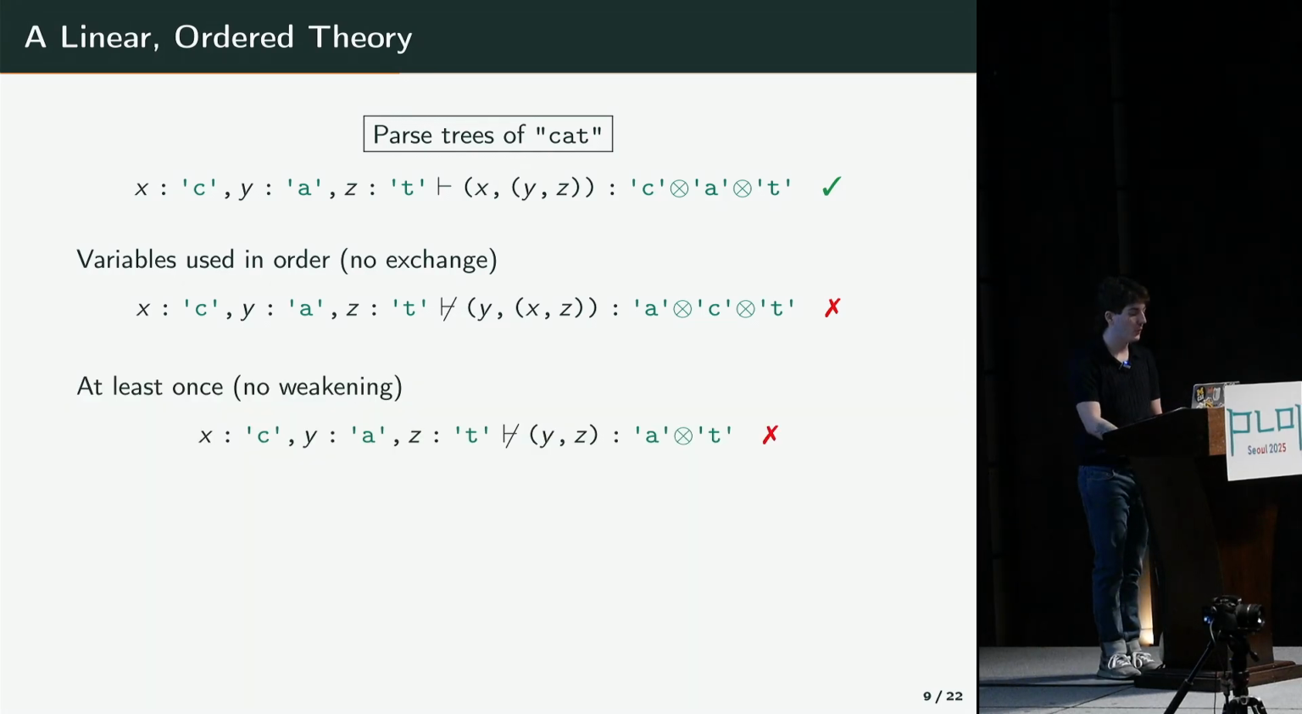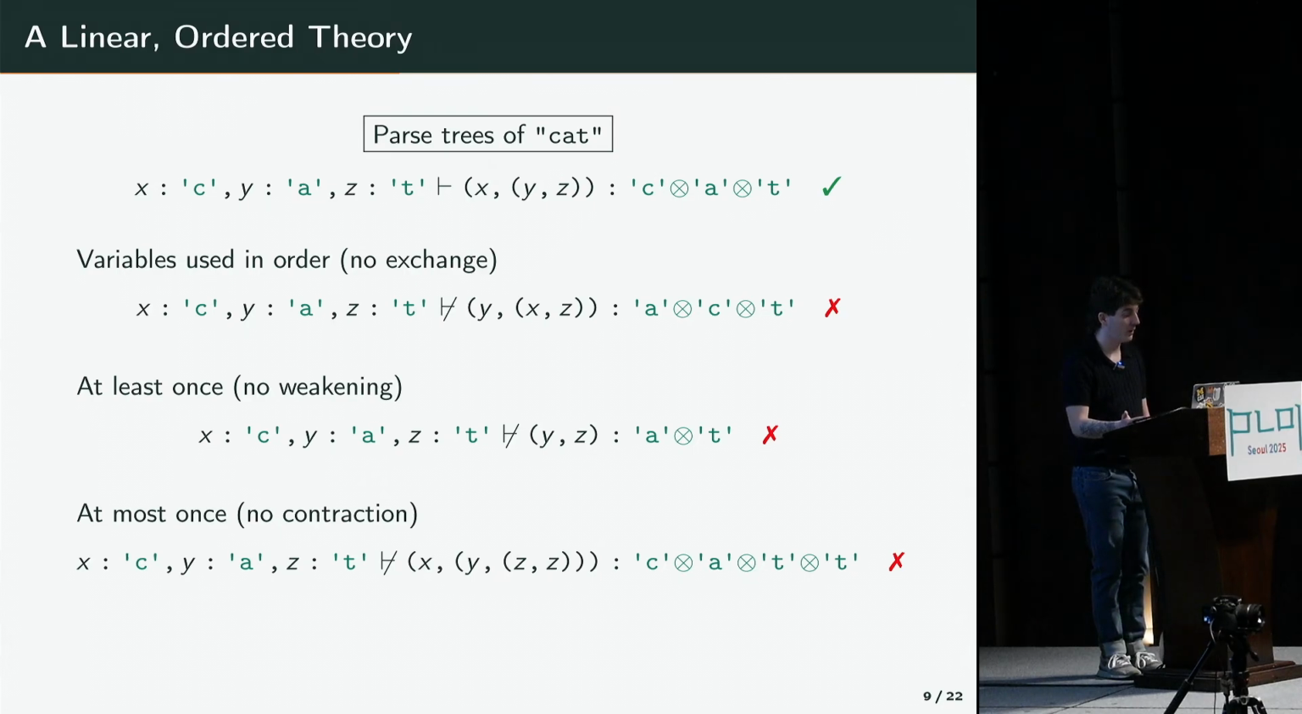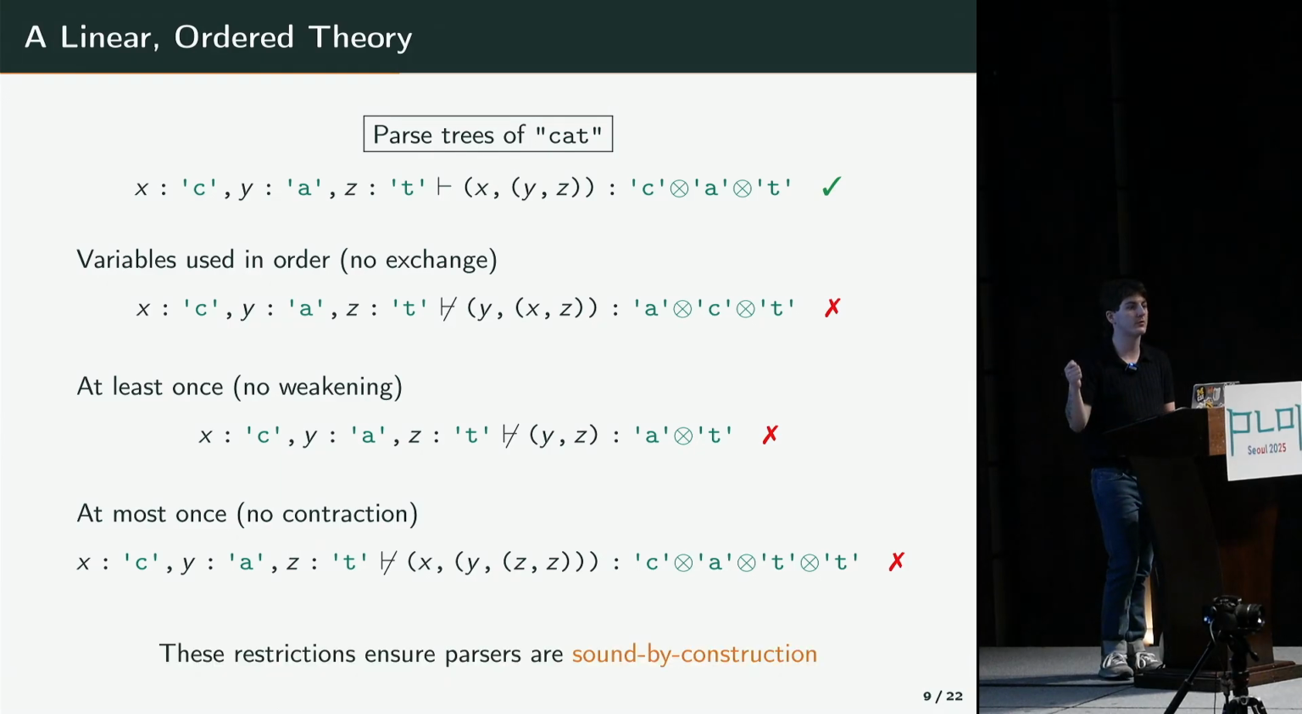Similarly, we have no weakening rule because you have to read all the characters in a string. You're not allowed to drop any. And we have no contraction rule because you don't get to read the character T twice, for instance. And it's precisely these restrictions that ensure derivations in LambekD are sound by construction because all the fundamental building blocks in this language necessarily preserve the grammatical content of the resources of the strings being parsed. So this is one way we can use the terms in LambekD to describe parse trees of particular strings.